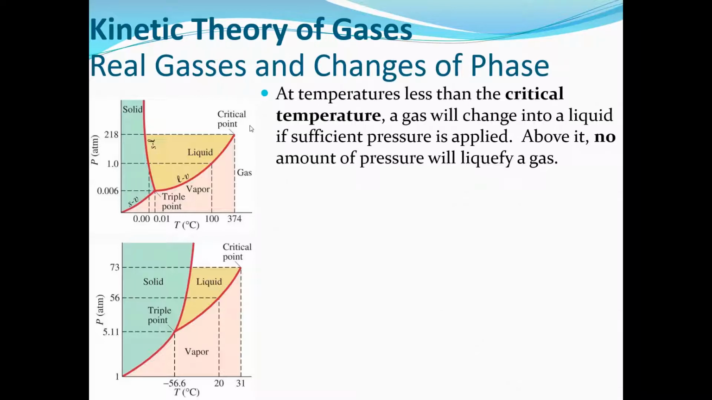So this says right here, at temperatures less than the critical temperature, a gas can change into a liquid if enough pressure is applied to it. But if it's higher than the critical point, then there's no way that we can go from gas to liquid. We can see it here, the critical point is at this location. This white section here is it being in its gas phase. So with enough pressure, it'll go into a liquid.